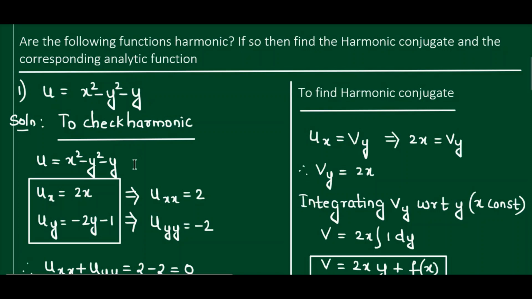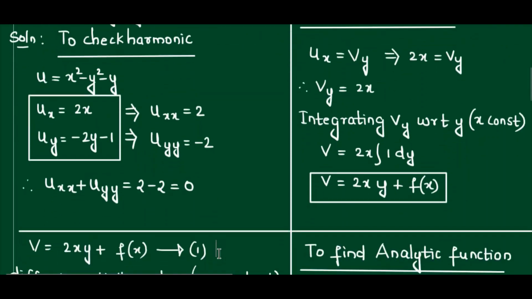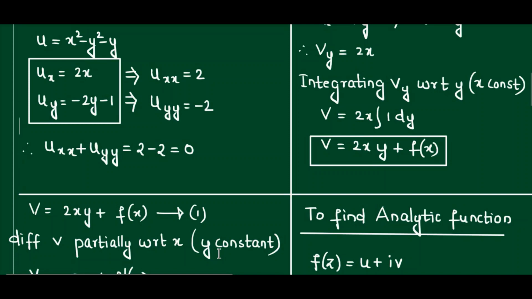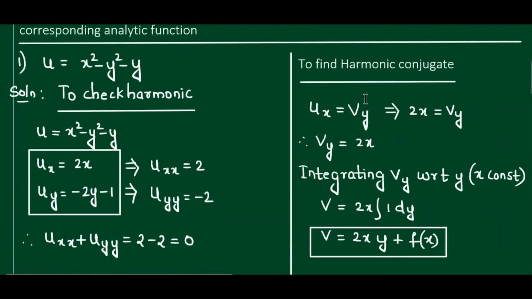First find the second order derivatives uxx and uyy, add these two, you get 0. Now I am moving to the second part, that is to find the harmonic conjugate. Make use of the first CR equation ux equal to vy. We need vy. Therefore, substitute ux, which is 2x, so vy is 2x. Now this is a derivative. We need v, and this derivative can be cancelled by integrating.